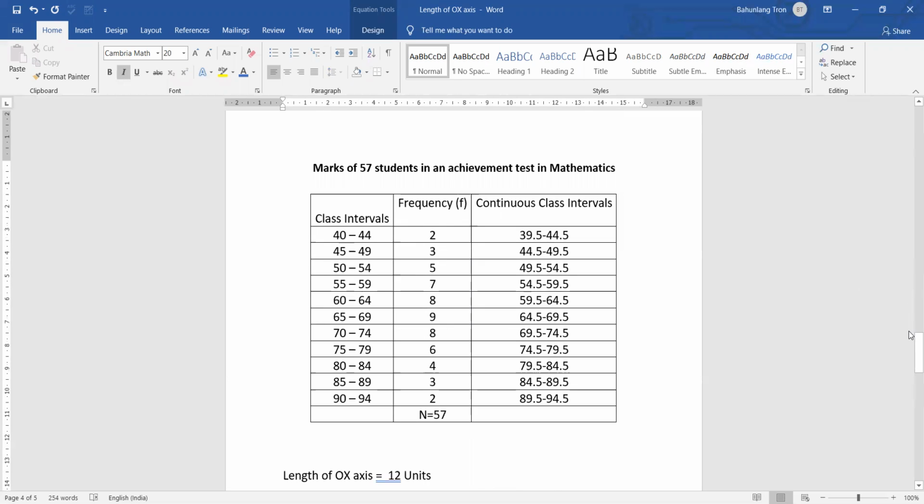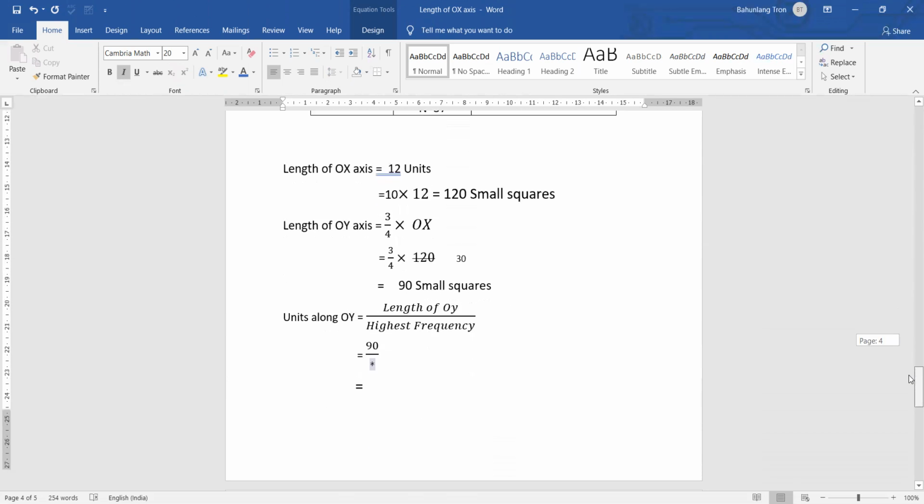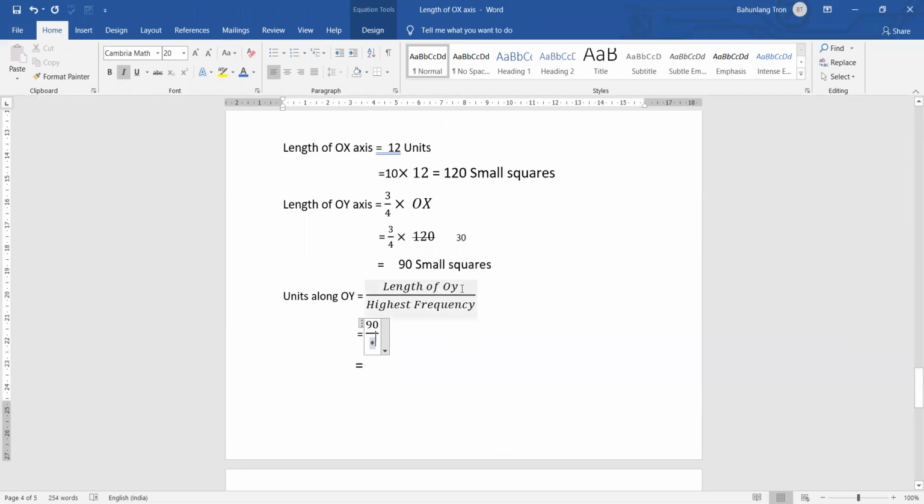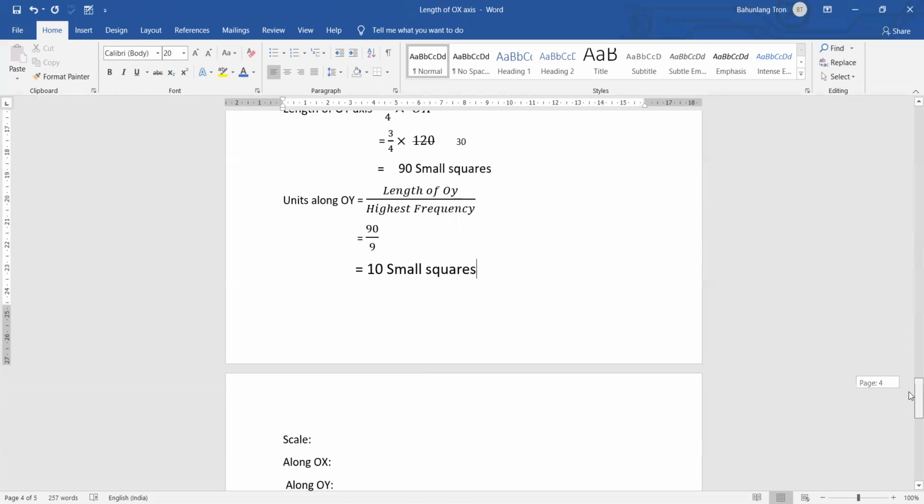All right. So in order to determine the units along OY, we take length of OY by highest frequency. And the highest frequency in this case will be 9. Okay, so 90 divided by 9, you will get how much? 10 small squares. So along OY also we will take 10 small squares. Okay, so on the basis of this we will determine the scale.